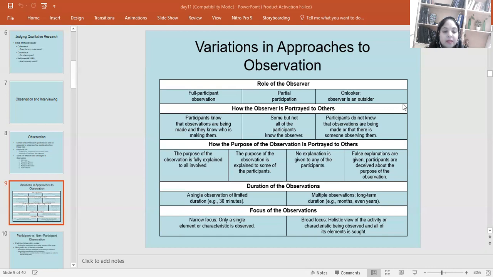In naturalistic observation, the participants don't know about the observation and they don't know what is happening there. So there are three roles of the observer.